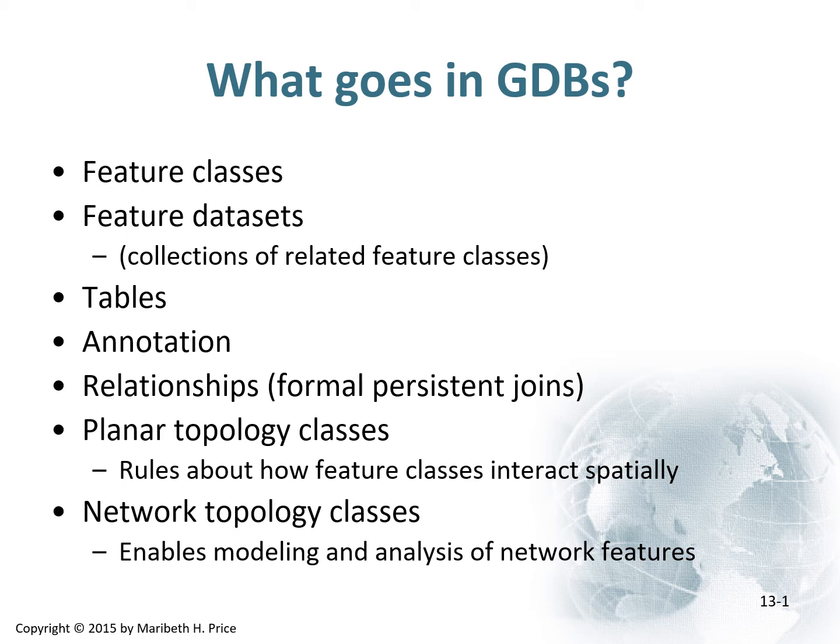So let's talk about what goes in a geodatabase. Basically, feature classes and feature datasets. Feature datasets are collections of related feature classes. You can also have tables, annotation, relationships like formal persistent joins, planar topology, and network topology.